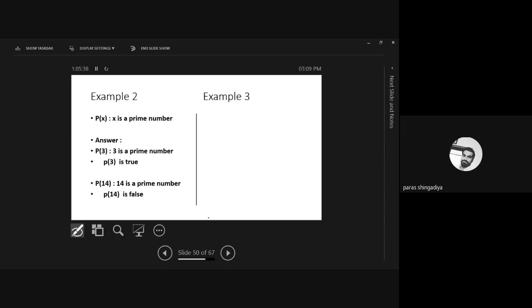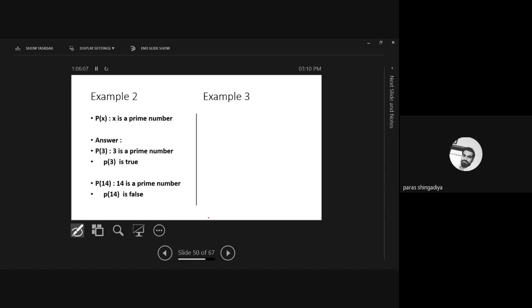So 3 is a prime number, 2 is a prime number, 2, 3, 5, 7, 11, 13, 17, 19, and after 23, these all are prime numbers. Here you can put any one in this place. You can use any one in place of that and check whether it is true or false. So 3 is a prime number, which is correct in mathematics. So P of 3 is true.